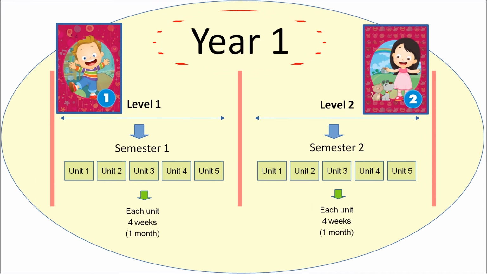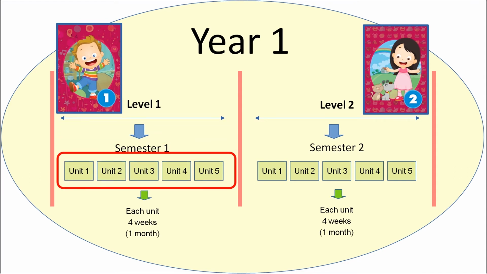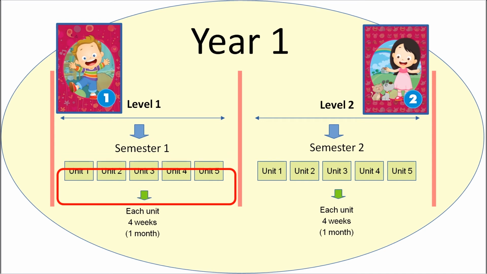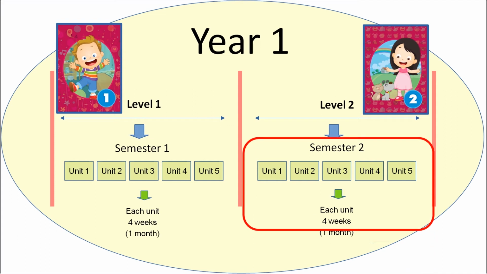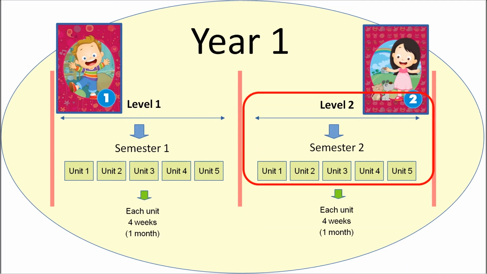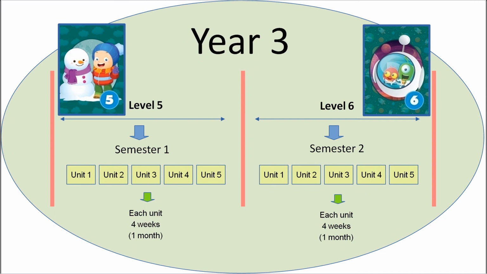Level 1 materials are for the first semester. The materials for each level are split into 5 units. Each unit is to be used for 4 weeks, or approximately 1 month. And level 2 with another 5 units are for the second semester. The same goes for year 2 using materials from level 3 and 4, and for year 3 using materials from level 5 and 6.